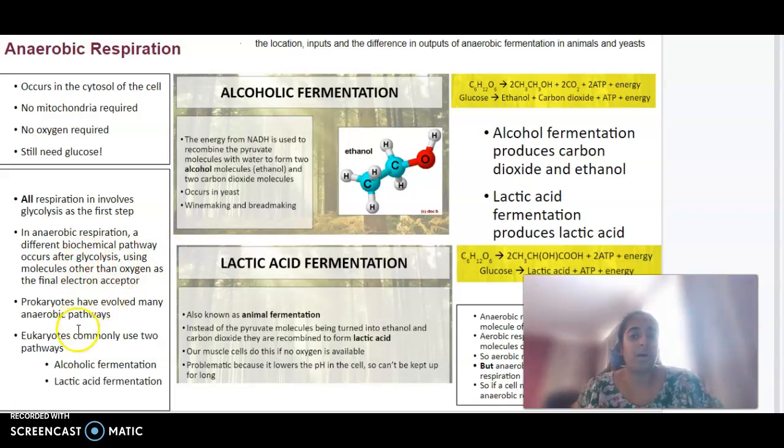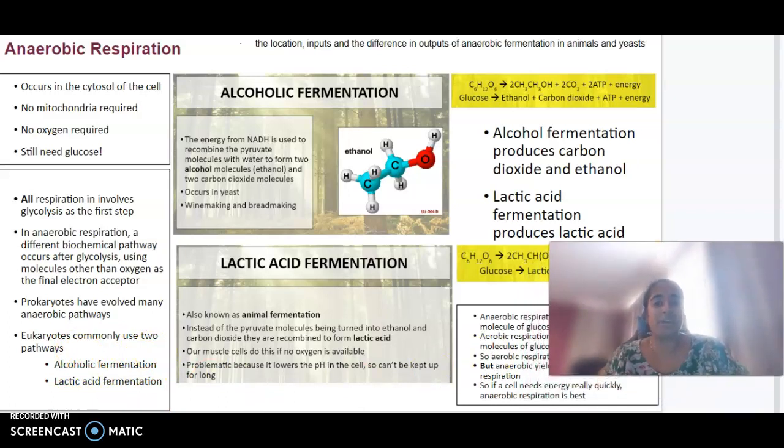So a lot of prokaryotes, things like bacteria, have evolved many anaerobic pathways themselves. In eukaryotes, though, we have what we call alcohol fermentation and lactic acid fermentation. If we look at alcohol fermentation, the energy from the NADH is going to be used to recombine pyruvate molecules, with water, to form some alcohol or ethanol molecules. This occurs in yeast and in winemaking and bread making. So in alcohol fermentation, we're producing carbon dioxide and we're producing ethanol.